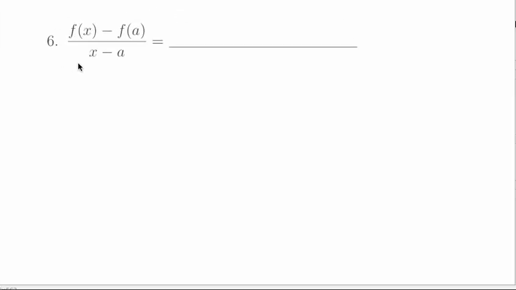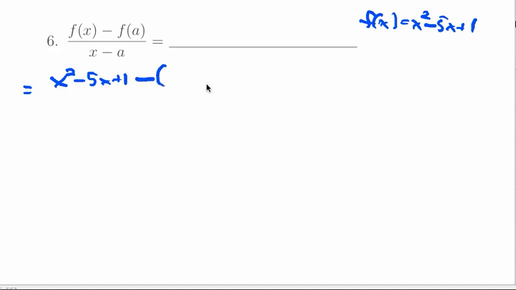Alright, so now we're on to problem 6 where we have another difference quotient to work with. And again, the function we're working with here is x squared minus 5x plus 1. So we're going to do a lot of things here in the same place. F of x, just form this fraction. F of x is x squared minus 5x plus 1. And I'm going to subtract off all of f of a. F of a is a squared minus 5a plus 1.